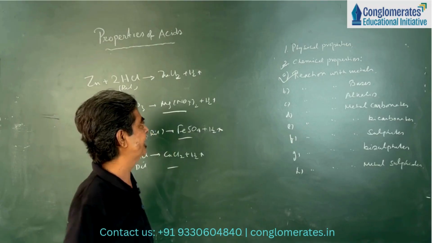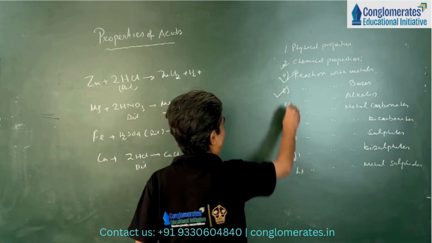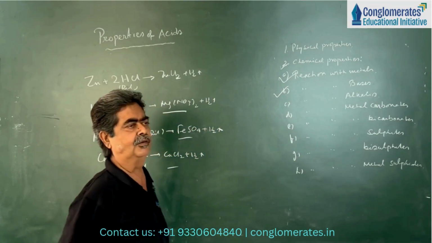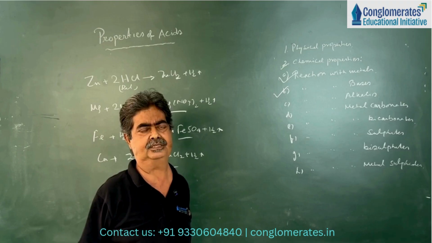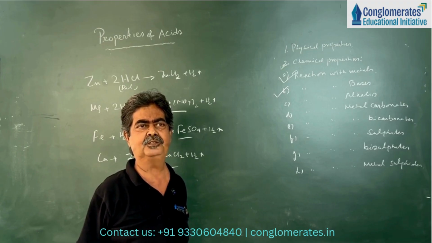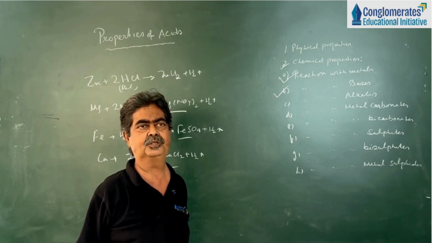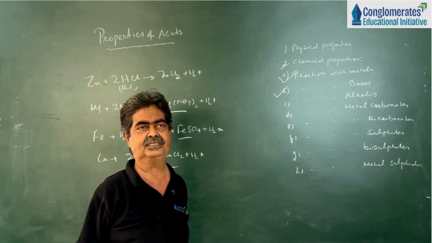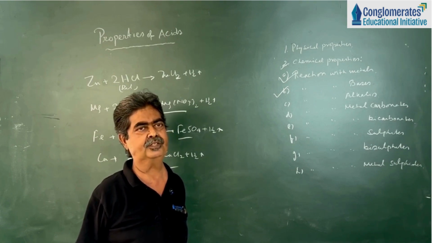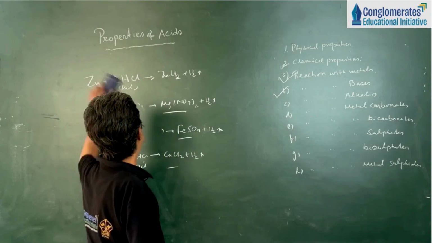Okay, thank you. Next, reaction with bases. Now, dilute acids react with bases to form salt and water. And bases means, you know, metal oxides or hydroxides. So any metal oxides or metal hydroxides react with dilute acids to form their salt and water. Now let me give an example.